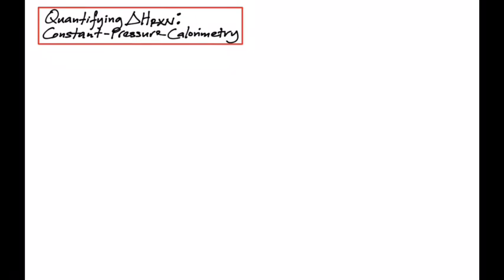So experimentally, how do we quantify this delta H of reaction, or heat of reaction, or enthalpy of reaction? There are a lot of different methods that you can use to quantify the amount of heat released from a chemical reaction. One of them is a method called constant pressure calorimetry, and this is pretty basic. Of course, there are a lot more advanced and sophisticated methods out there, such as bomb calorimetry. But in this lecture, we're only going to cover constant pressure calorimetry.